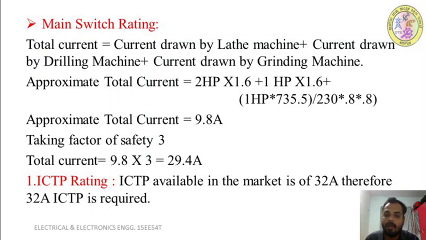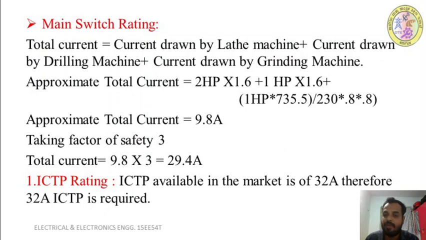You know the formula to calculate the approximate load current for 3 phase machines. That is HP into 1.6. So what is the lathe machine horsepower? What is the lathe machine rating? That is 2 HP into 1.6 plus, what is the HP rating of your drilling machine? It is also 3 phase. So that is a 1 HP, 3 phase machine.